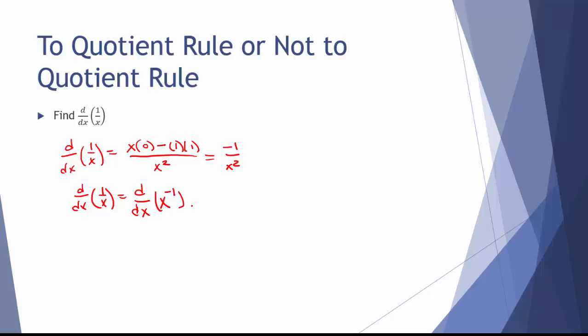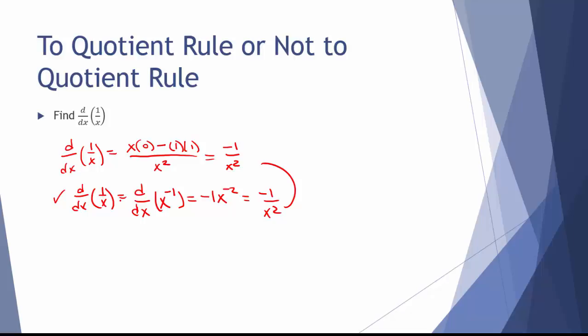That'll be negative 1. Now you can just apply the power rule instead. Drop the negative 1 down. You then have x raised to the new power of negative 1 minus 1, also known as negative 2. Well, that's the same thing as negative 1 over x squared. So notice whether you use quotient or whether you first rewrite and use power rule, you get the same result. When you run across a problem where you get a choice, the power rule is probably a little bit faster.